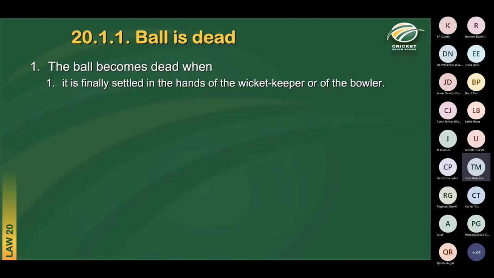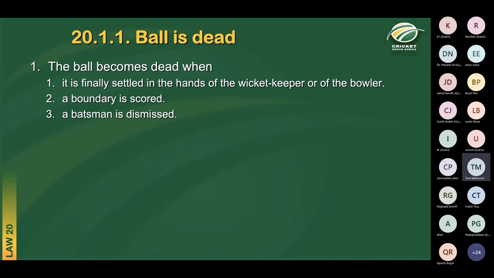The ball becomes dead when it is finally settled in the hands of the wicketkeeper or of the bowler. And of course, the ball becomes dead when a boundary is scored. When a batsman is dismissed, the ball becomes dead. Nothing more can happen. It's not like baseball where you can have a double play and get two batters out in the same ball. In cricket, once one batter is dismissed, then the ball becomes dead.